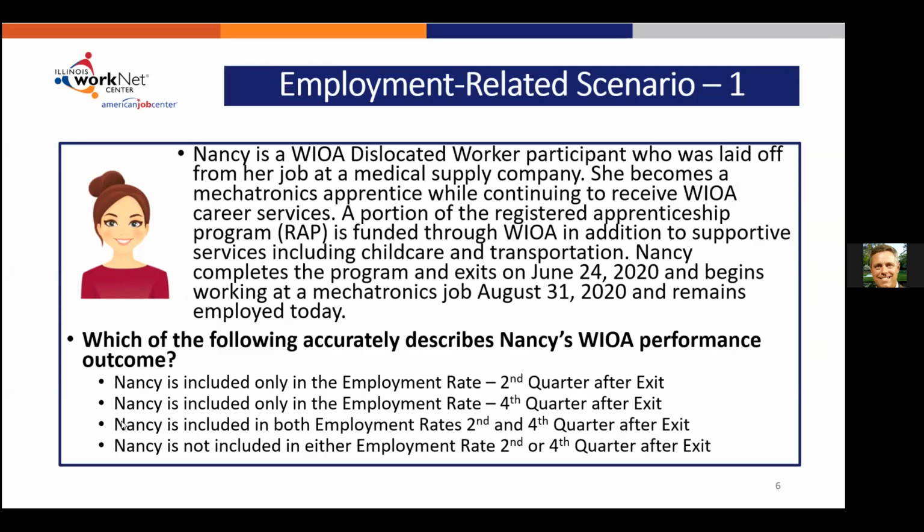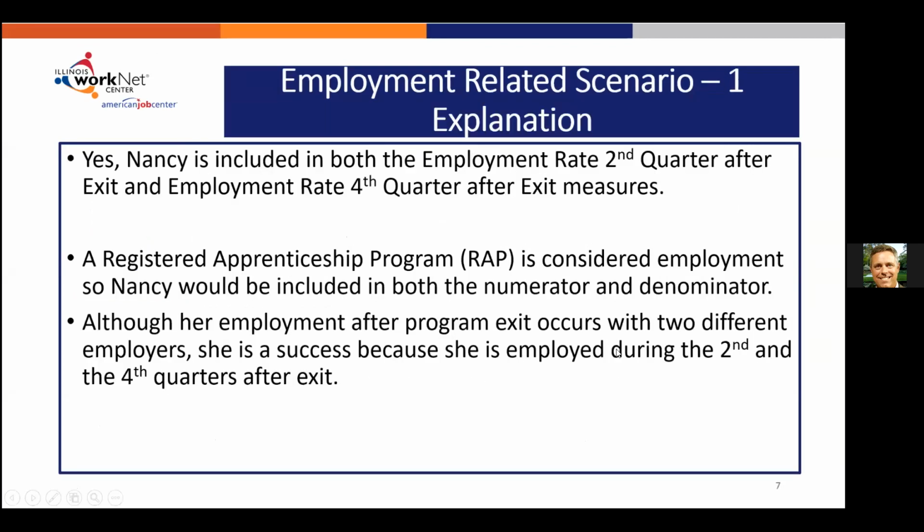All right, thank you. We've got almost 20 people responding now, so you can see the responses here. We do have a few people that have indicated this is only second quarter. Most of you did select second and fourth quarter, and that actually is the correct response. She's included in the employment rate second quarter and fourth quarter because RAP, or Registered Apprenticeship Program, is considered employment. Once she entered that RAP, she would be included in both numerator and denominator.